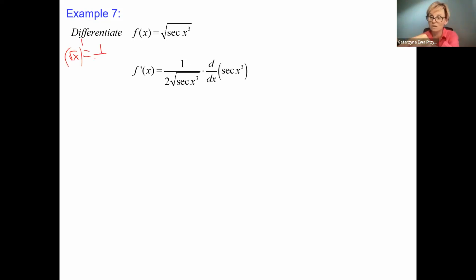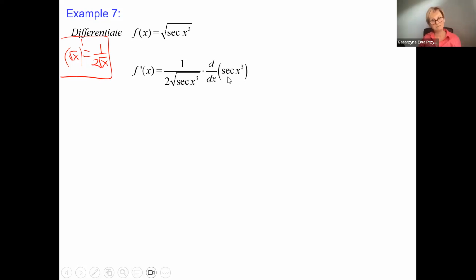Let's look at this one: square root of secant of x cubed. We have to differentiate the square root times the derivative of secant times the derivative of x cubed, and we will follow the chain rule. So let's see. The derivative of square root of x is 1 over 2 square root of x. That means the derivative of the square root is 1 over 2 square root of the identical quantity inside, times the derivative of this inside function. That's the chain rule.